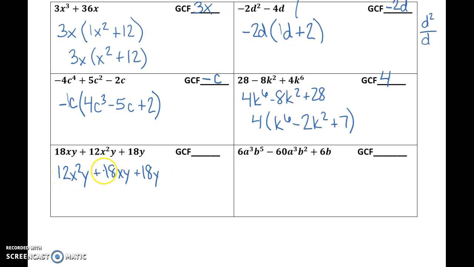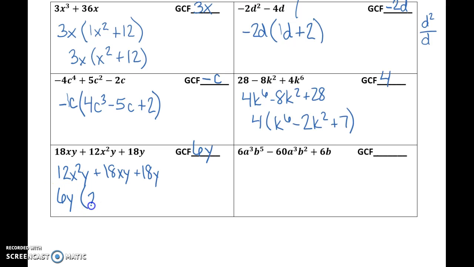Look at our numbers. We have 12, 18, and 18. All of those are divisible by 6. Now look at our variables. 2 x's, an x, but no x. So that means we cannot factor out an x. 1y, and 1y. So we can factor a y out of all of those. We can factor out a 6y.